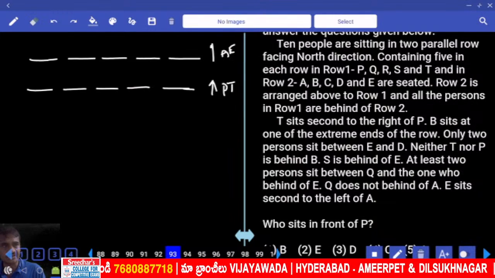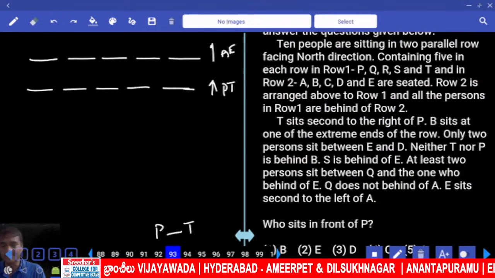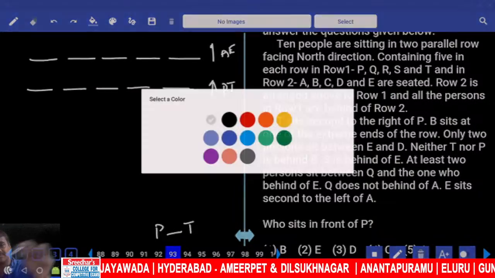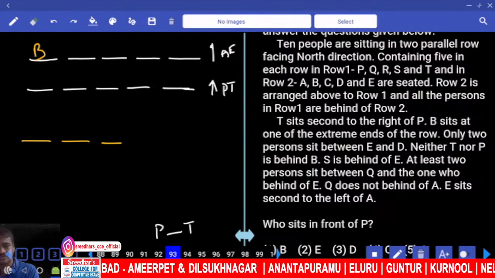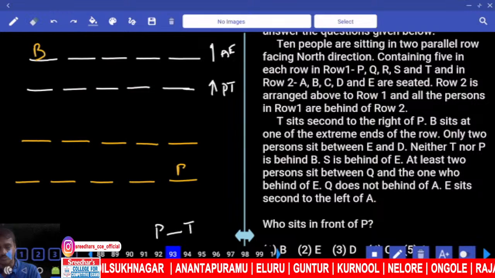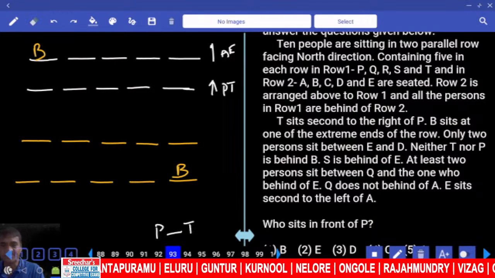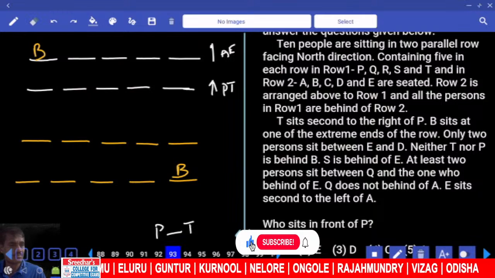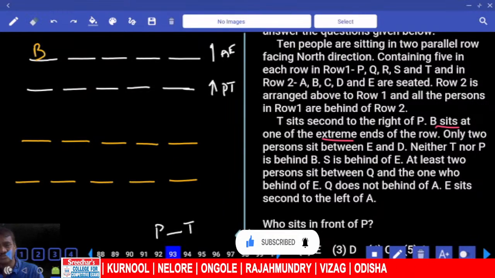T is seated second to the right of P. P is here and T is seated second to the right. B sits at one of the extremities. How many possibilities? 2. Now B is here 1, 2, 3, 4, 5. Now here again B is at this place. B sits at one of the extremities.